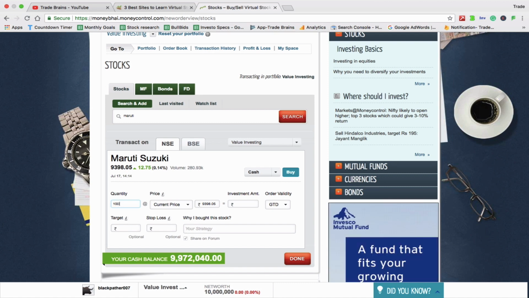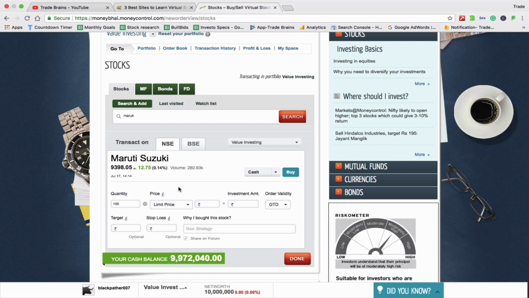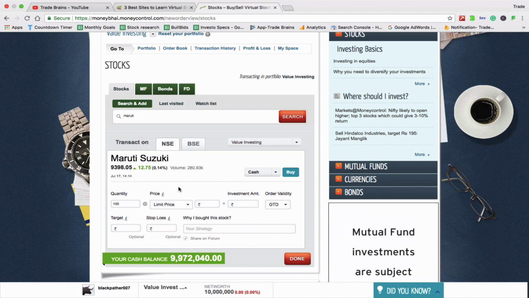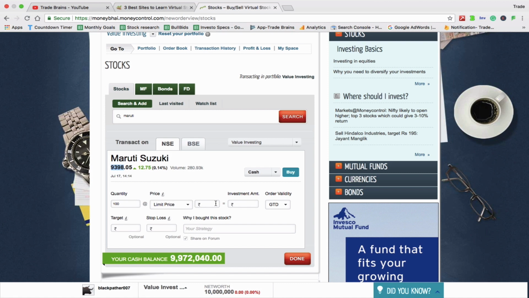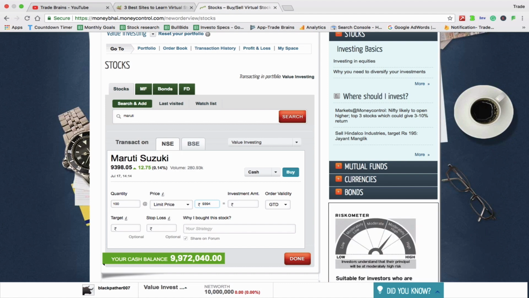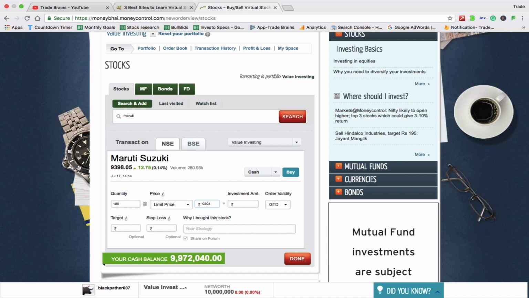Let's say we are buying 100 stocks of Maruti Suzuki, but this time we are buying at a limit price. That means we are not buying at a price that is currently in the market. We are buying at a different price. So currently it's showing that the market price is rupees 9398, but we want to buy this stock only when the price is 9394. When the price falls to rupees 9394, only then we want to buy the stock. So here we are placing a limit order.